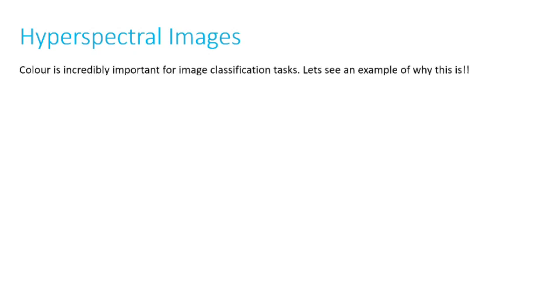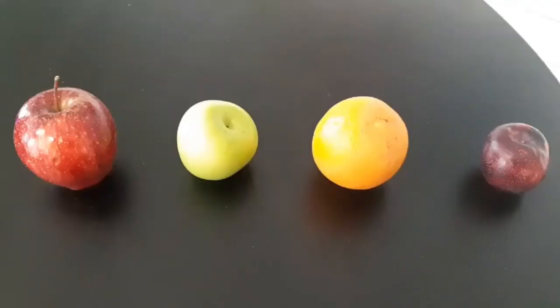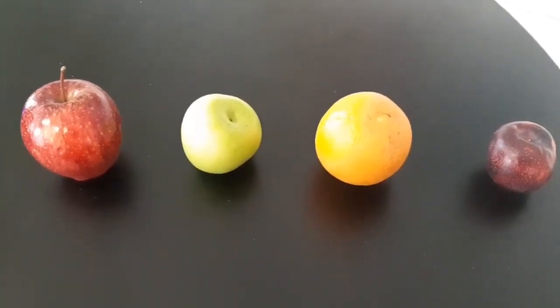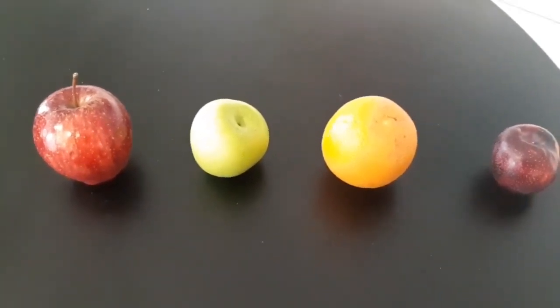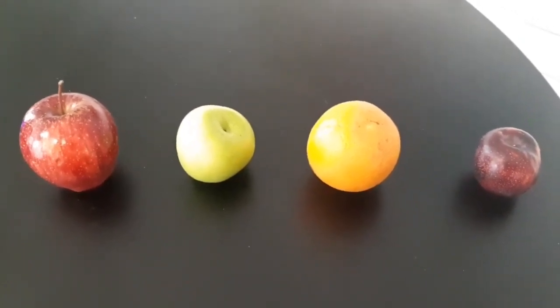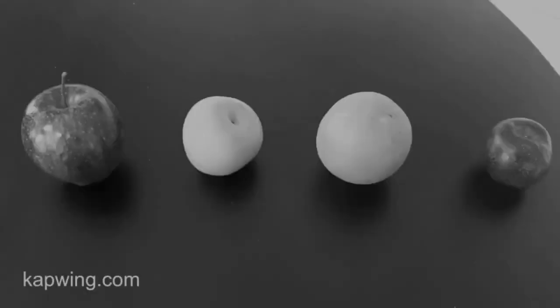So we can denote that colour is incredibly important for a lot of machine learning image classification tasks. And let's look at an example. So here we seek to design a fruit classifier. So it takes in a given image of a fruit and produces a classification label. From the colours, it seems like a very easy task.